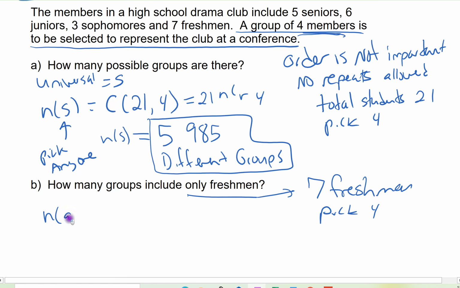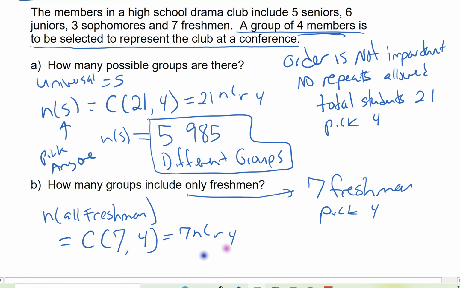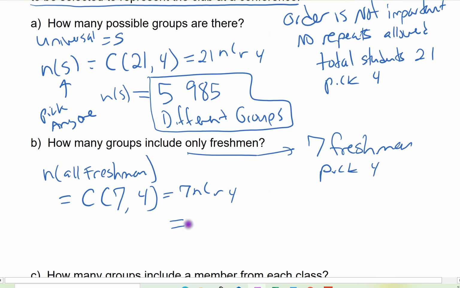Alright, so number of ways to get all freshmen. Well, it's still a combination, but instead of picking out of all 21, I'm picking out of 7. I'm still choosing 4. I still have to complete my group. So it's 7, choose 4. So it's 7, combination, choose 4, which is a much smaller set. There are 35 all freshman groups. You can read that. Good luck.